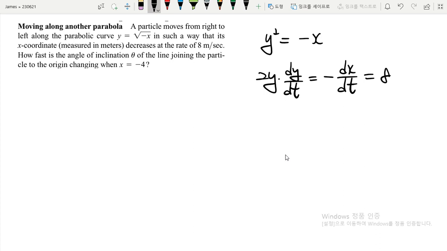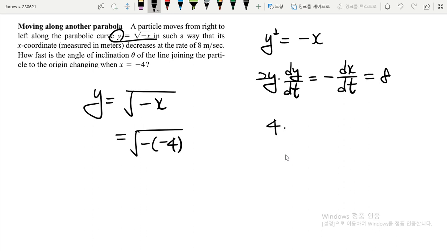And from the equation, what's the value of y when x is minus 4? Can you find the value of y when x is minus 4? Yeah, 2, right? Square root of 4 is 2. So y is 2. That means this 2y is 4. So we are putting minus 4 in place of x like this, right? That's why it's positive and 2. Yep, so y is 2, so 2y is 4.